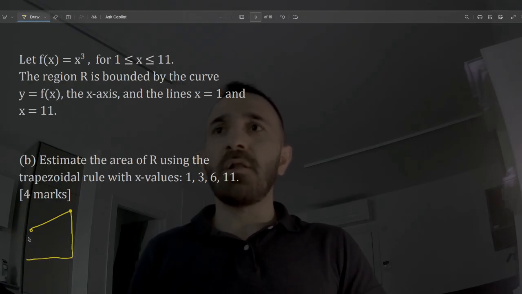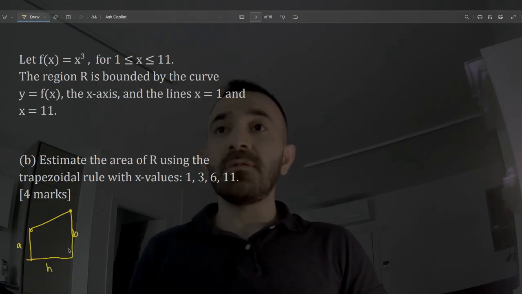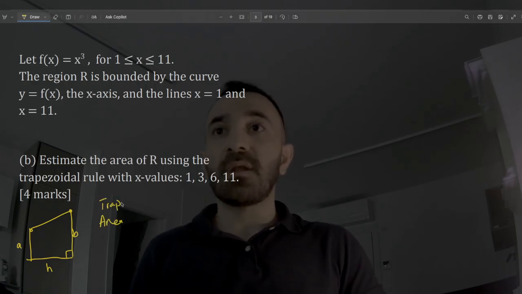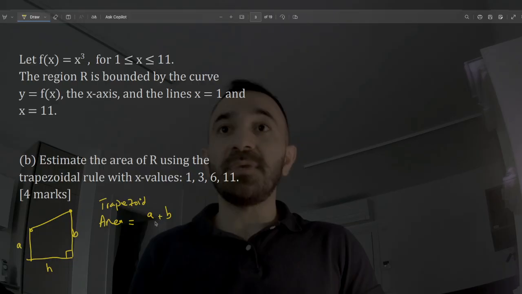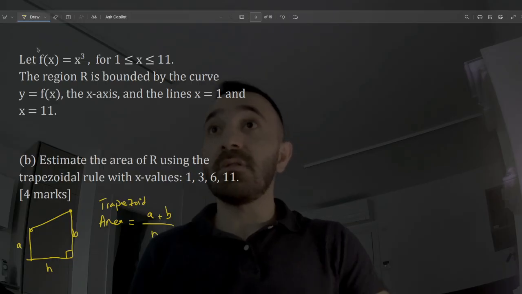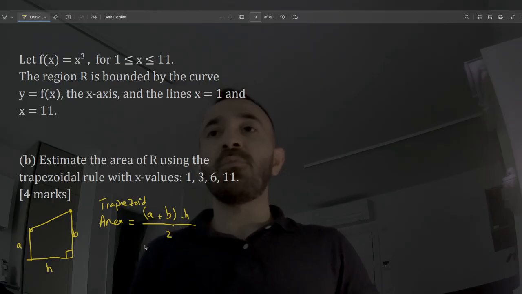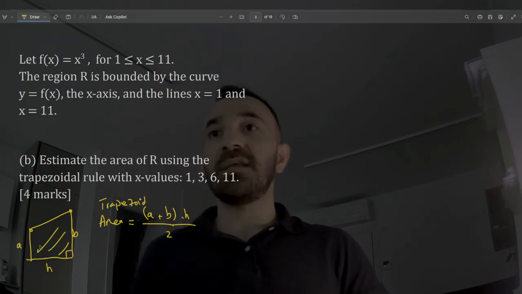It's just prior knowledge. Okay, the area of a trapezoid has a formula. What is the formula? The area for a trapezoid equals a plus b times h divided by 2. This is the formula for the area of a trapezoid, this area here.